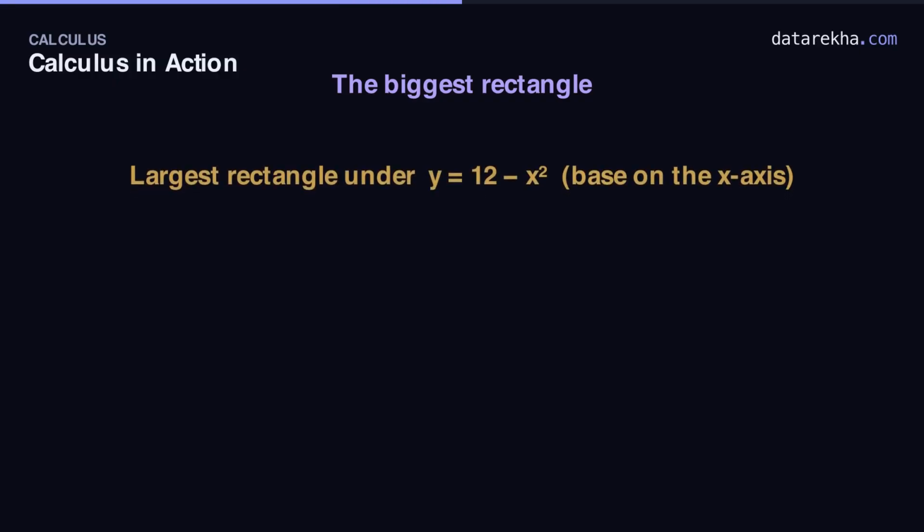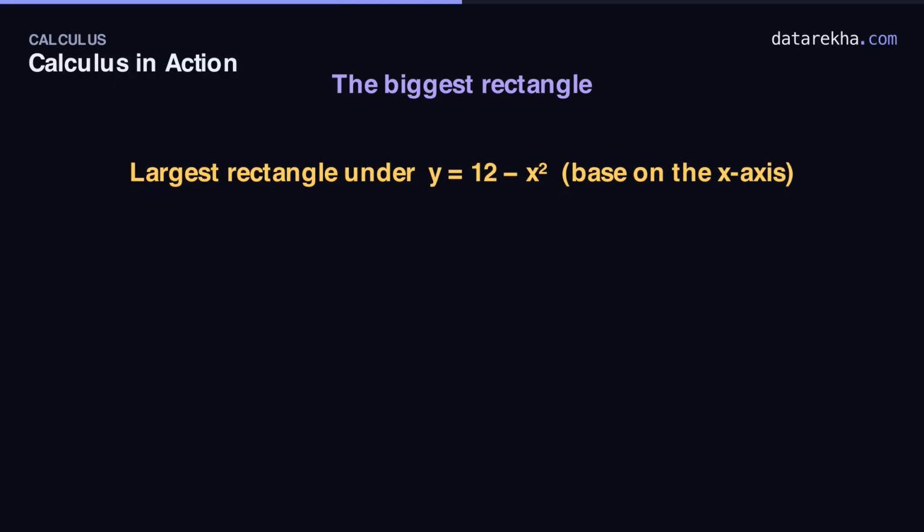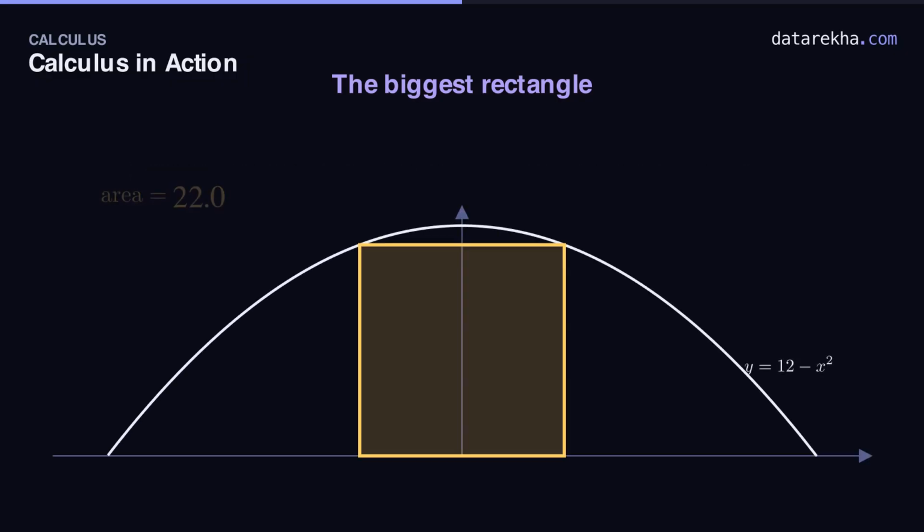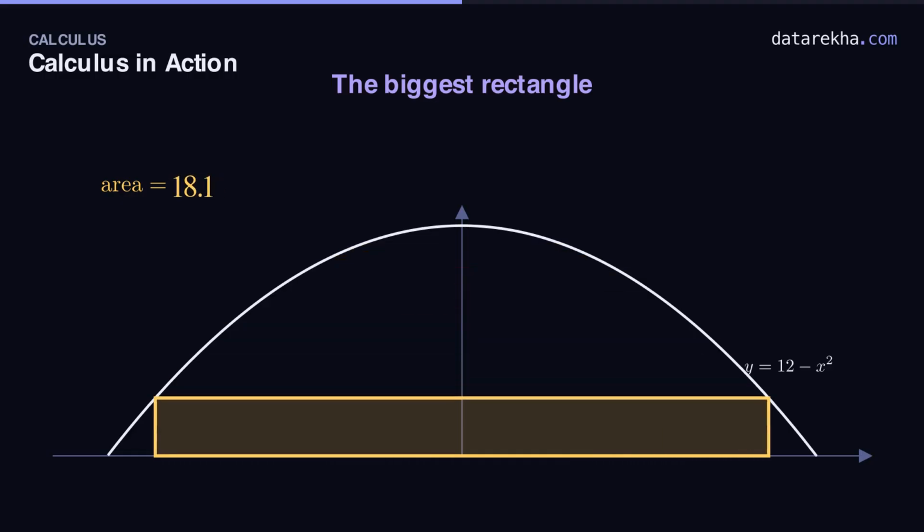Problem 3. An optimization with a picture. Under the downward parabola y equals 12 minus x squared, we inscribe a rectangle sitting on the x-axis. Which one has the greatest area? Let the corners on the right sit at x equals a. So the two top corners hit the parabola at height 12 minus a squared. The width is 2a, the height is that.